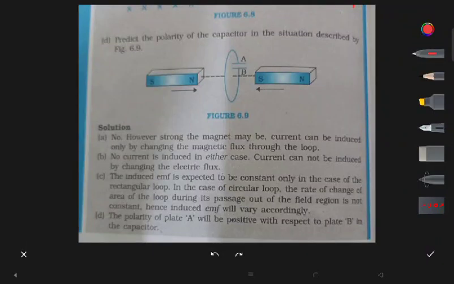Predict the polarity of the capacitor in the situation described by figure 6.9. The ring is placed in the space between the north pole of one magnet and the south pole of another magnet. North pole and south pole. So the field generated by both magnets is to the right, B bar.